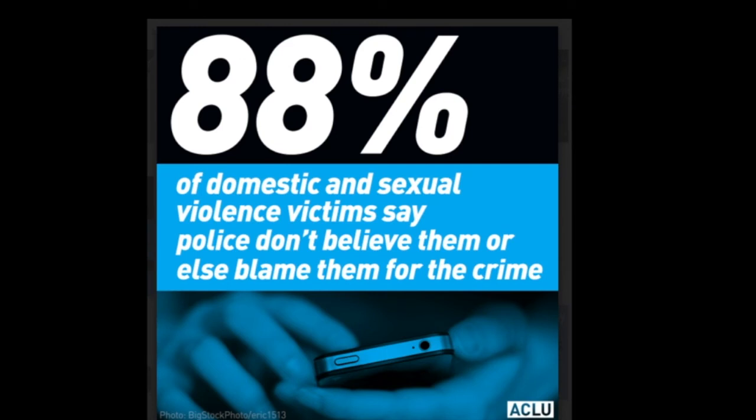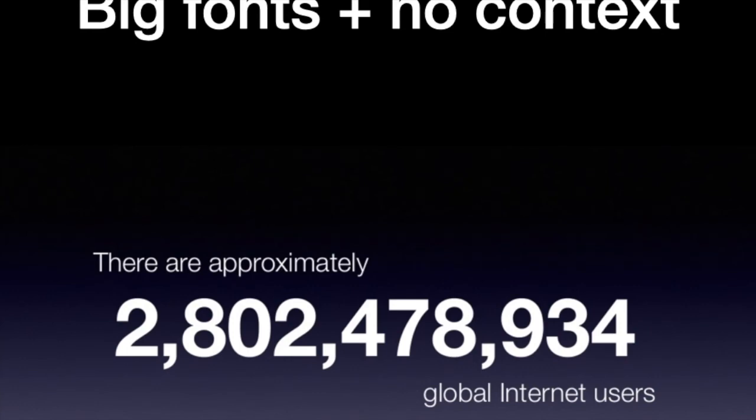The first one that I want to talk about is the big number infographic, which is kind of like, hey, I have a big number here, and there you go. It's impressive, right? That's really not a data visualization of any kind, and there's no context whatsoever, which means you can't make sense of it. 88% compared to what? What does that mean? Big fonts and no context means that people can't glean any meaning from this at all.